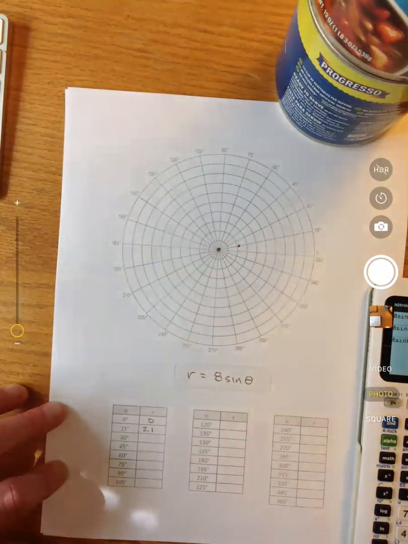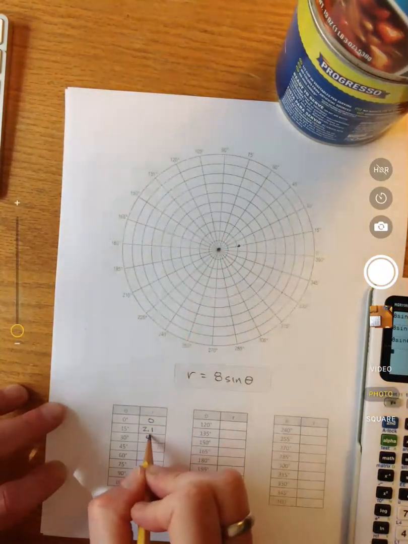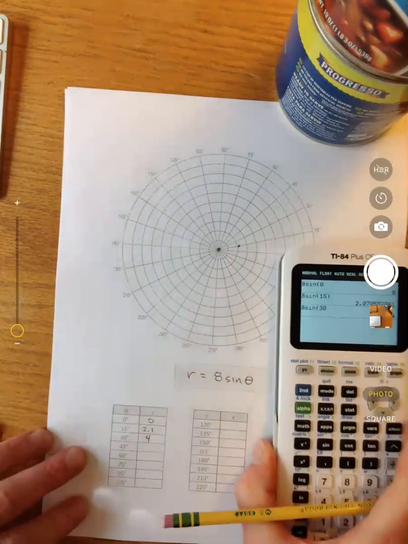I'm going to do 8 sine of 30. Ooh, that's a nice pretty number. So that's 4. That was 8 sine of 30.